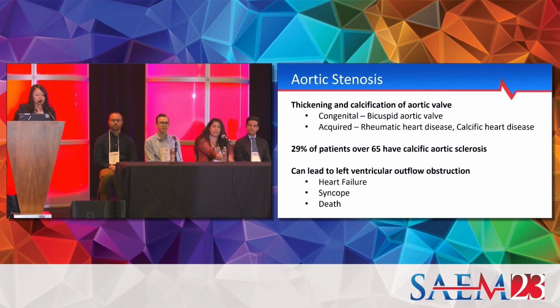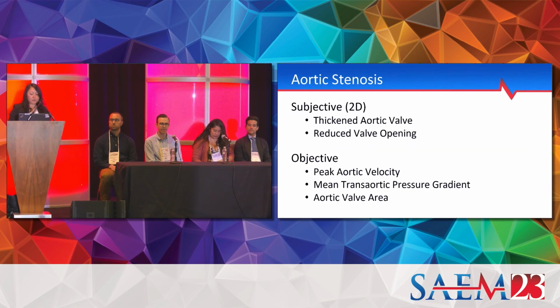So aortic stenosis is caused by thickening and calcification of the aortic valve, and about 30% of our geriatric patients are going to have at least aortic sclerosis, and it can lead to heart failure, syncope, and even sudden cardiac death. With aortic stenosis, a lot of us have probably realized that when we're echoing some of our patients and just looking subjectively at their valve, you can tell that it's brighter than it should be, doesn't open as well. You start to see signs that they might have aortic stenosis.